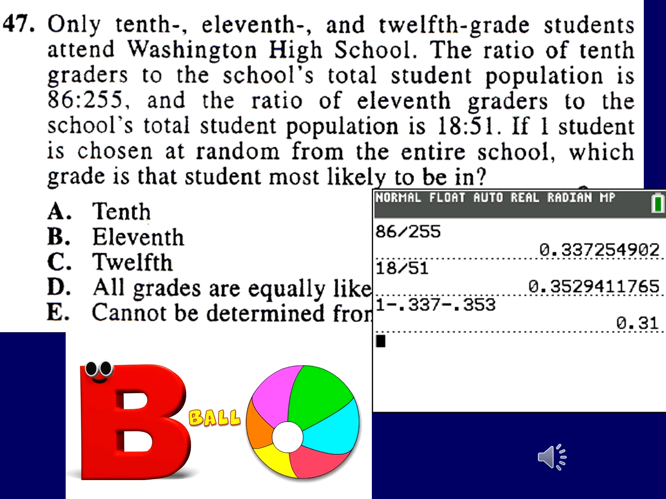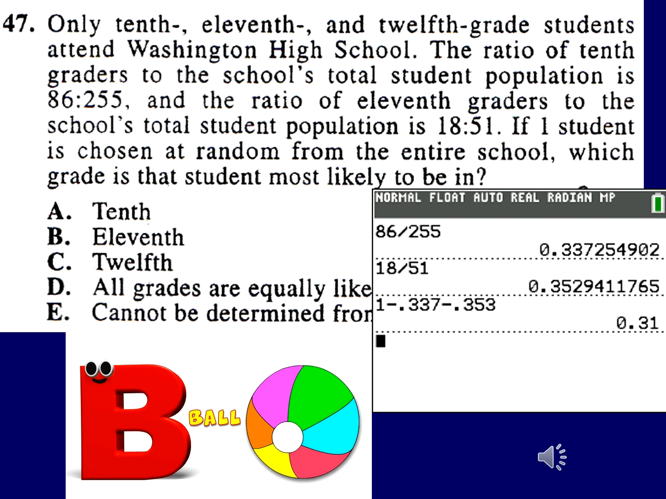So what I'm doing to solve this is just figuring out what is the probability that everybody is in each of the different classes. It tells us that 86 to 255 is the ratio of 10th graders to total students. So I just did 86 divided by 255, and I figured out that just under 34% of the school must be in 10th grade. I basically did the same kind of thing for 11th grade and found out that the percent there is just over 35%. Again, those are just dividing out what they give us as the ratios in the problem.